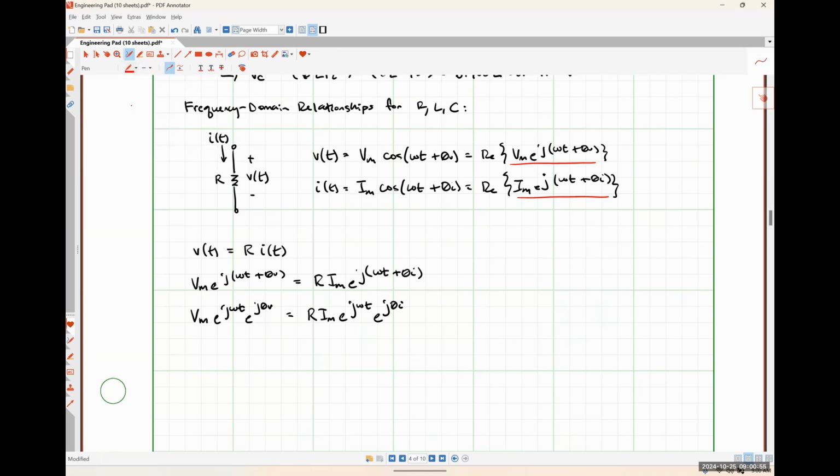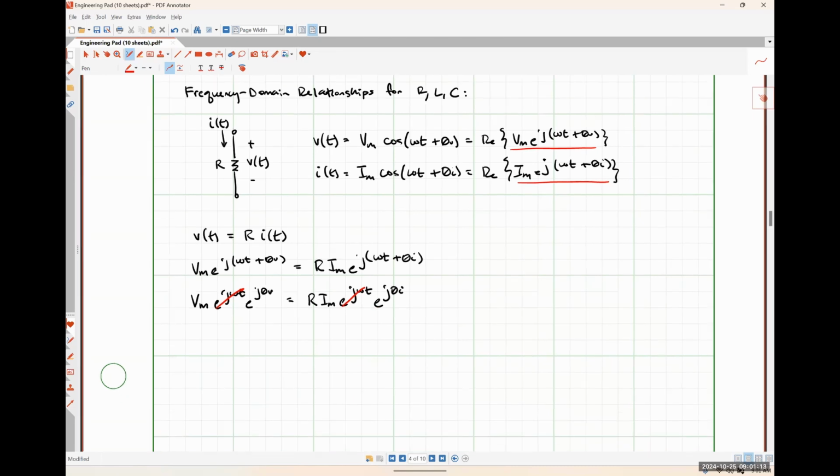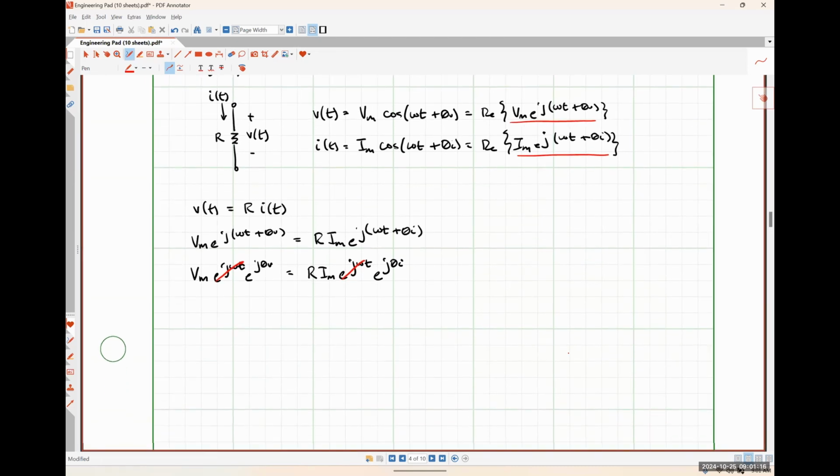And now we can very obviously see that there is an e to the j omega t on both sides of the equal sign. And so if I throw that information away, which is what I do to form my phasors, it changes nothing about the relationship between the left-hand side of the equal sign and the right-hand side of the equal sign. So what do I have on the left-hand side here? I have a polar form complex number, right? I have a magnitude e to the j phase angle. On the right-hand side, I have a polar form complex number where my magnitude is R times Im and my phase angle is theta I.